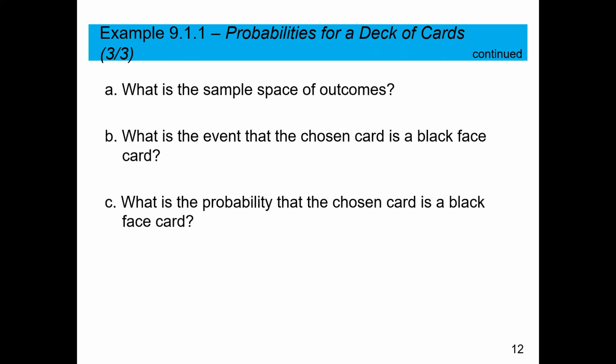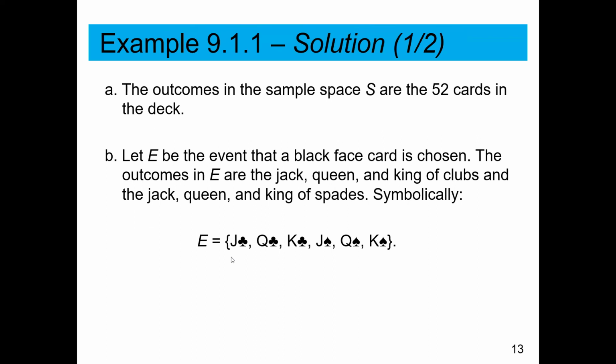What is the event that a chosen card is a black face card? That means it's a black card and it's a face card. Well, remember, each suit has 3 face cards, namely Jack, King, Queen. Also, in addition to that, we have 2 black suits, clubs and spades. So we have actually 6 of them in total, with the Jack, Queen, King of clubs, and then the Jack, King, Queen of spades. So we have 6 different outcomes that correspond to a black face card being drawn.